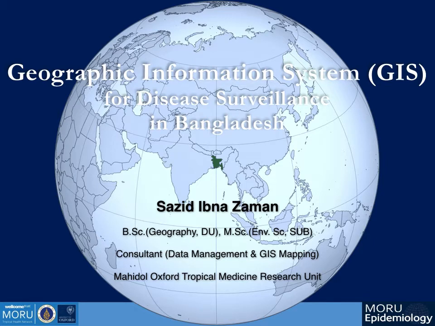I'm Sazid Ibna Zaman, working as a consultant on data management and GIS mapping for both malaria epidemiology and mathematical and economic modeling group at Mahidol Oxford Tropical Medicine Research Unit. Mahidol Oxford Tropical Medicine Research Unit was established in 1979 as a research collaboration with Mahidol University in Thailand, Oxford University in UK, and UK's Wellcome Trust. The research focus of this organization is mainly on malaria and neglected tropical disease around the world.